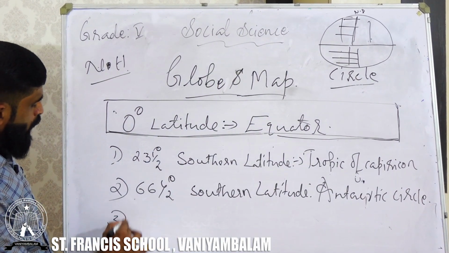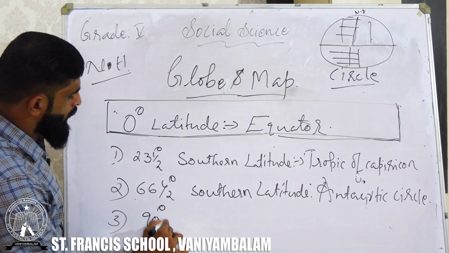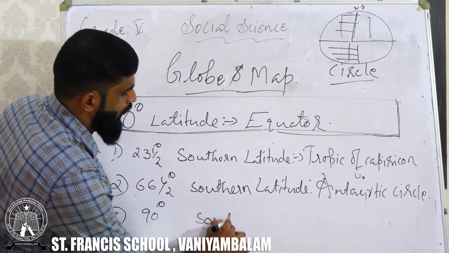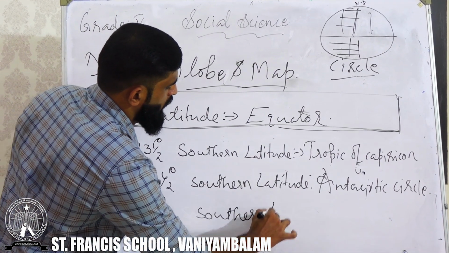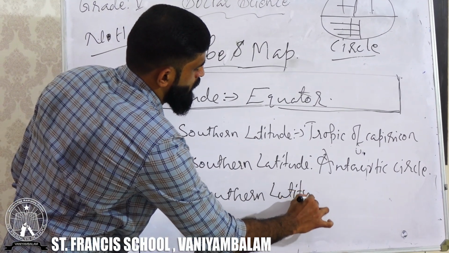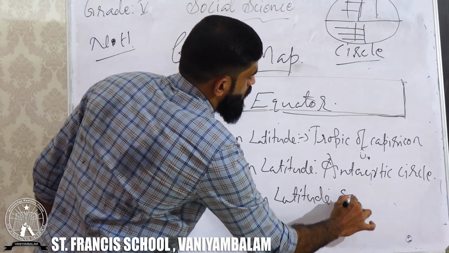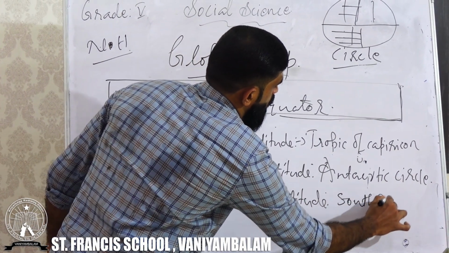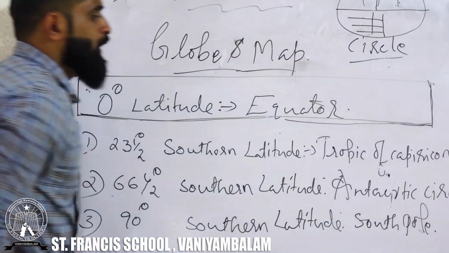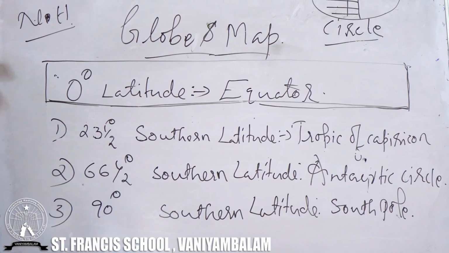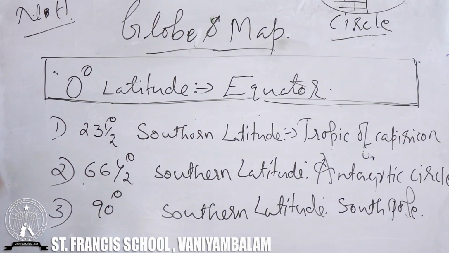And we have one more, it is 90 degree southern latitude. 90 degree southern latitude is called South Pole. What is it? South Pole. Okay, so these are the important latitudes in the Southern Hemisphere.